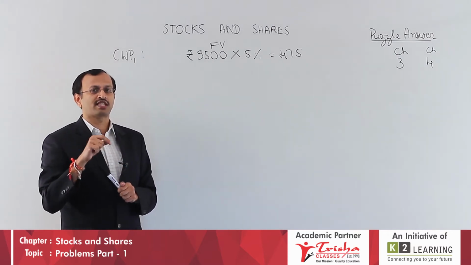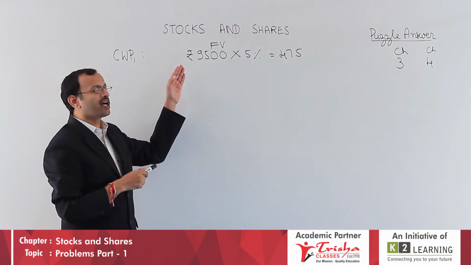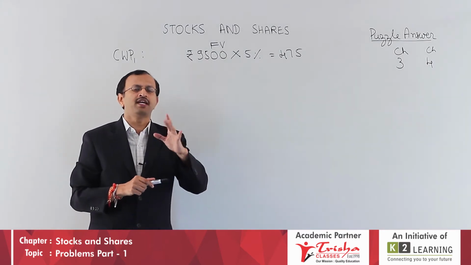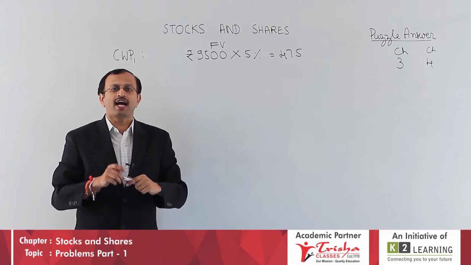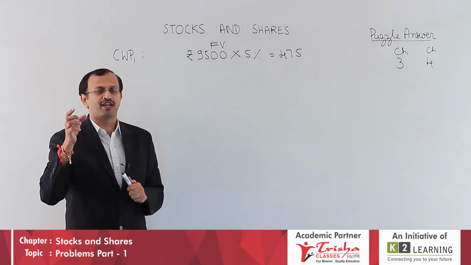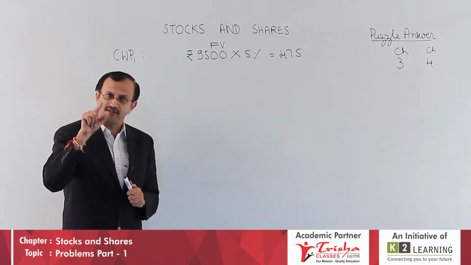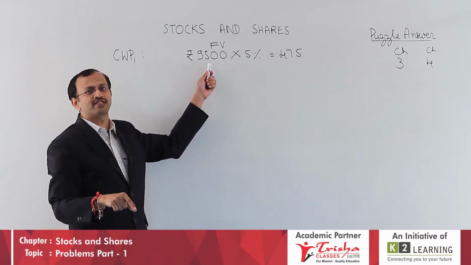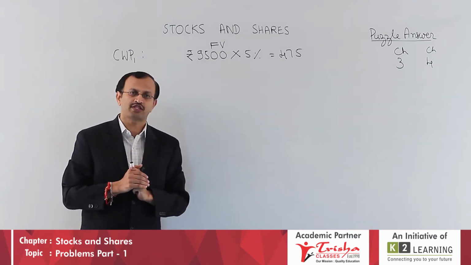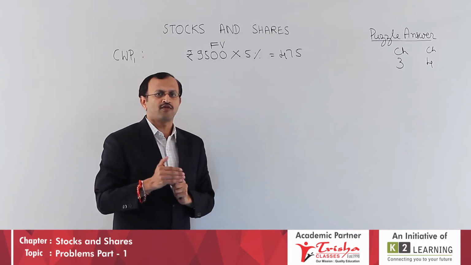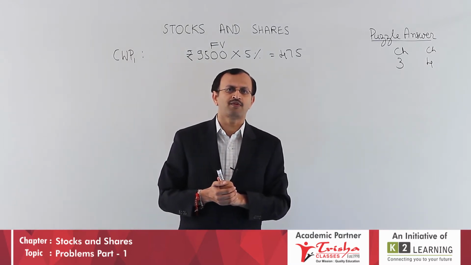Students, suppose in the same question it is given 4,500 stock at 90 rupees, what is the income? At 90 means your investment value. It is the market price. Even then, it is the face value which is important. The answer will remain 475 only. So we'll go for the second classwork problem, problem 2.